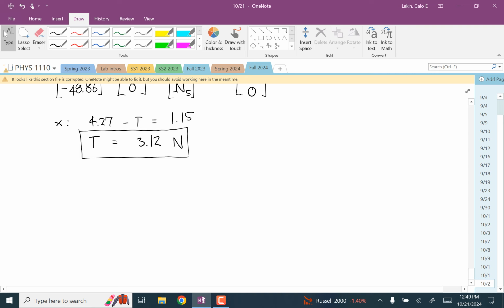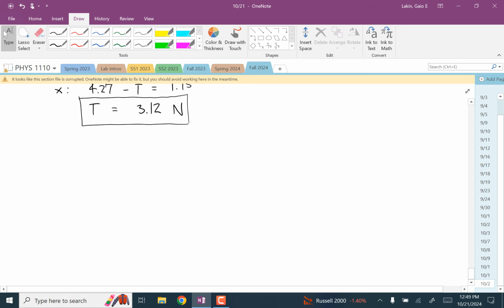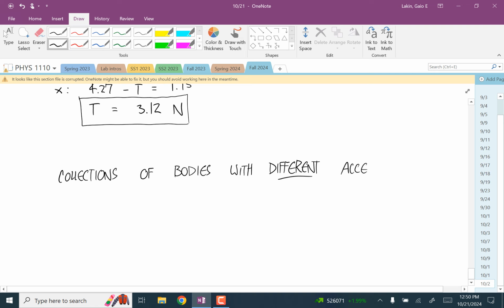Okay, I think that's it for that. So let's go on now to collections of bodies with different accelerations. And we're always going to see this, like this can only be problems that involve cables and pulleys.